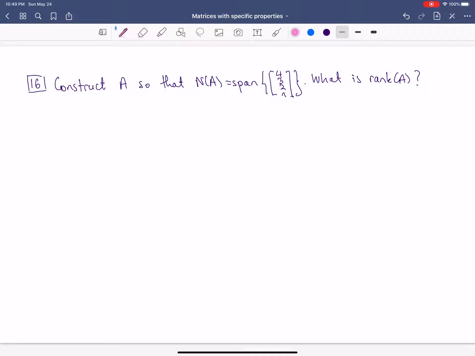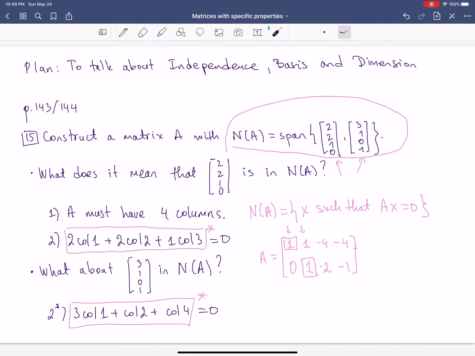Now we have another matrix, an A, so that the null space contains only one vector. Well, it is a linear combination of only one vector, meaning that every combination of the columns of A must be a multiple of this vector. So it's interesting. Here we know that the null space of A is just a line, whereas in the previous case, we in fact had a plane.